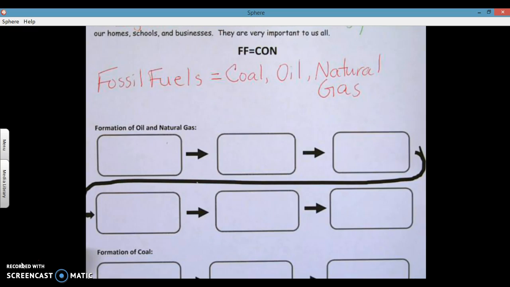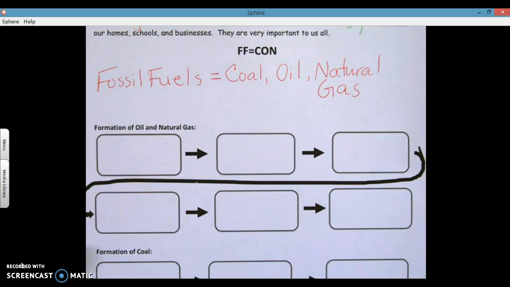So oil and natural gas are formed almost exactly the same way. The only difference is heat. Add a little bit more heat and your oil changes into a gas. Now we know this because we know that states of matter can change by either adding heat or taking heat away. It's basically the same concept.